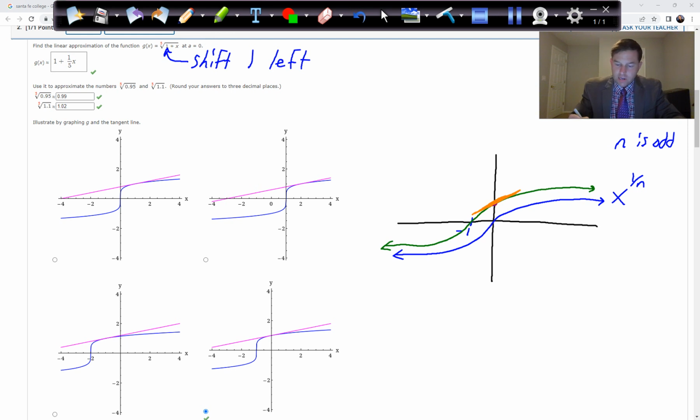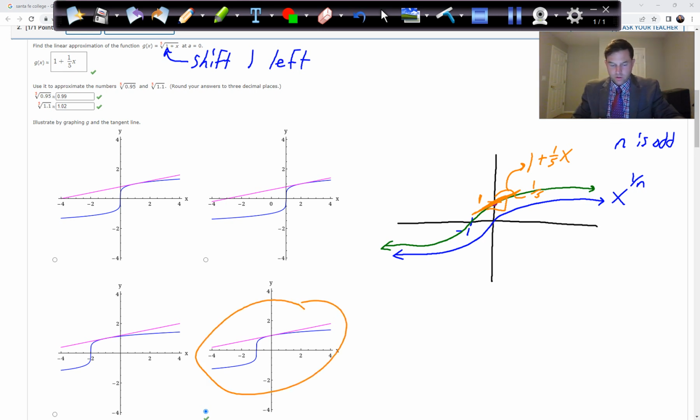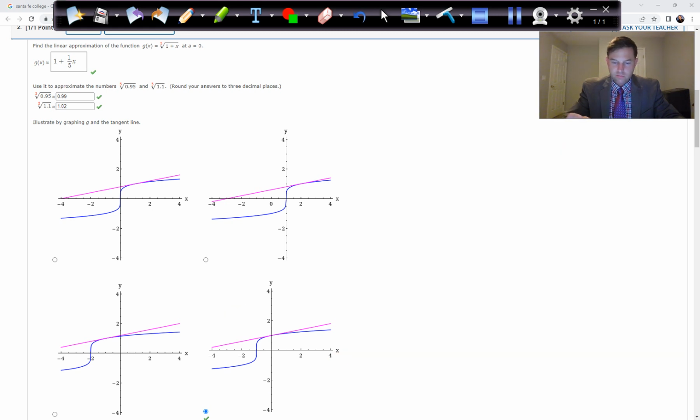And that tangent line is described by the equation we got, which is 1 plus 1/5 x. And we see that its y-intercept is 1, and then its rise over run is 1 over 5. And the best picture for that is right here. So that looks pretty much like what I drew freehanded. Okay, so that would be problem 2.